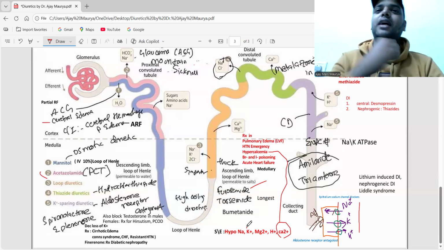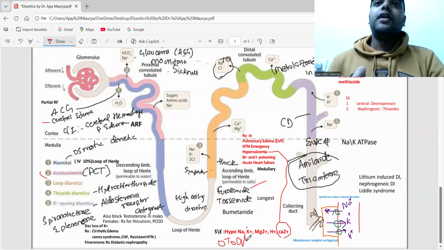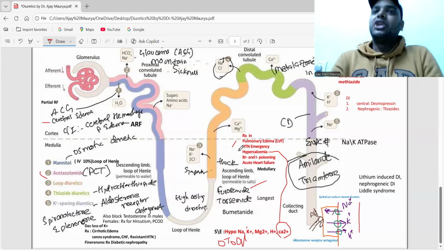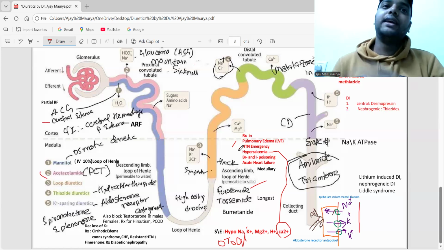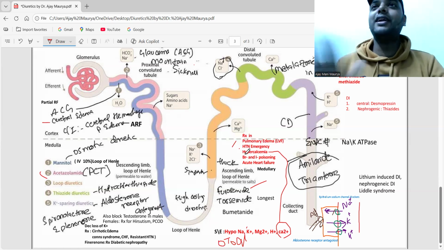So in the end, it also causes the side effect ototoxicity. Where are you going to use the loop diuretics? In pulmonary edema, hypertensive emergency, hypercalcemia, bromide and iodide poisoning, and acute heart failure. Not chronic, it's acute heart failure. So these are the things you have to remember about the loop diuretics. Got it?